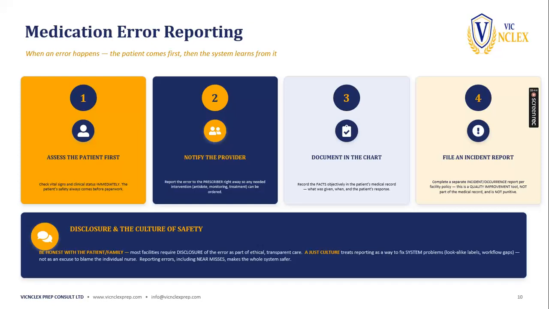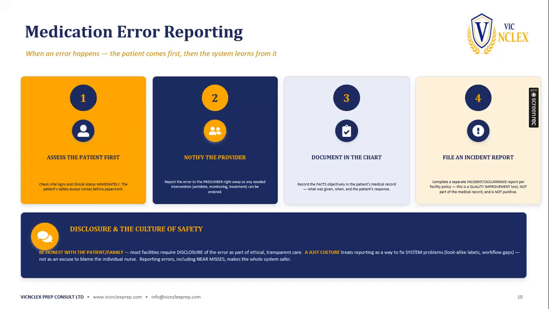Then by the time my patient is safe, I will notify the healthcare provider. You report the error to the prescriber immediately, so that we'll know whether there's an intervention that will be needed, whether we're going to give an antidote before the side effects start coming. You mustn't wait for the side effects to start. Whether it's going to require continuous monitoring or any treatment and the rest, you want to get that order immediately while you're anticipating the side effects.